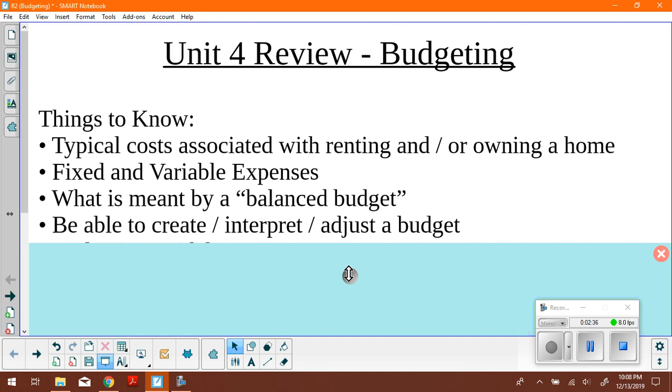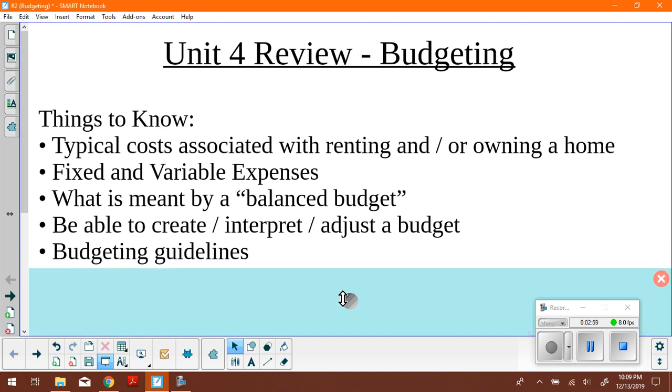Okay, you need to be able to create or interpret or adjust a budget. So on the test, like on the practice test, you'll be given a partial budget and have to figure out some of the details on there to balance it. Or be asked, based on what you see in the budget, questions and answer what's on the budget.